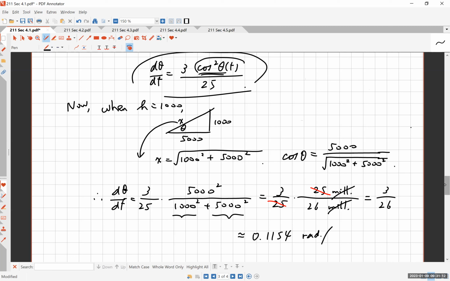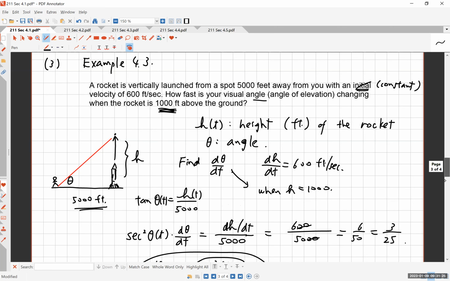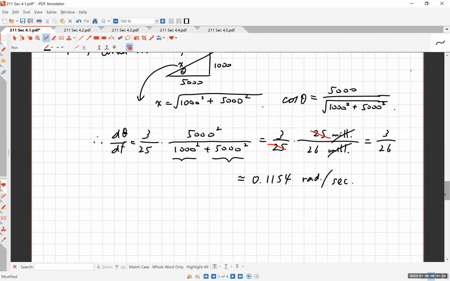And of course, this is speed, the rate of change. So it's radians with respect to time, seconds. So you can say that the angle of elevation, your visual angle as you look up to the moving rocket, is changing at 0.1154 radians per second. Not very satisfying, huh? You could change it. You could multiply this by 360 and divide it by 2 pi, or multiply this by 180 and divide by pi to get, this is actually approximately 6.61 degrees per second.